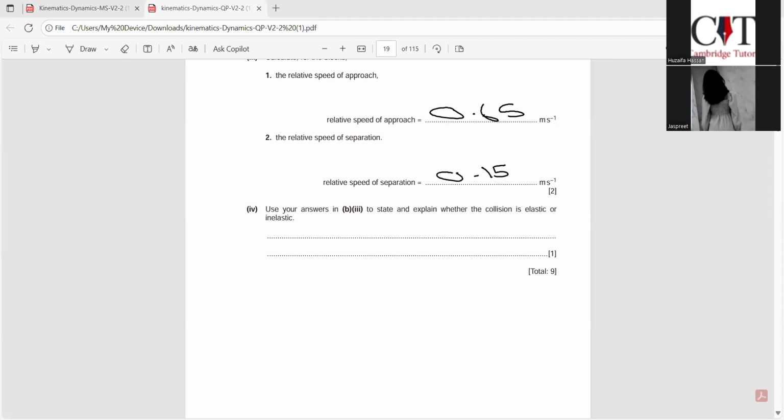Now tell me the answer of part 4. So inelastic. Inelastic, why? Because the relative speed of separation is lower than the relative speed of approach. Yeah, you can say they are not equal. That's it. So you have to explain also, not just write inelastic.